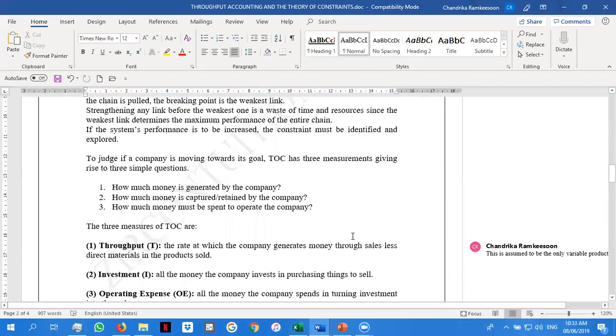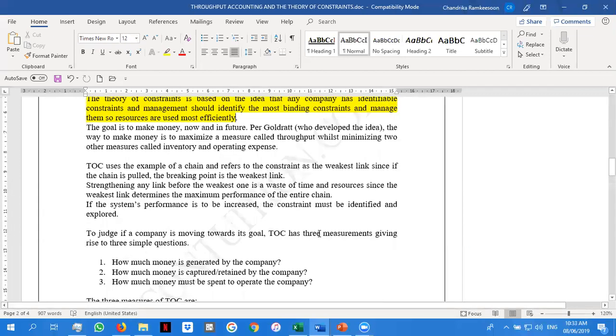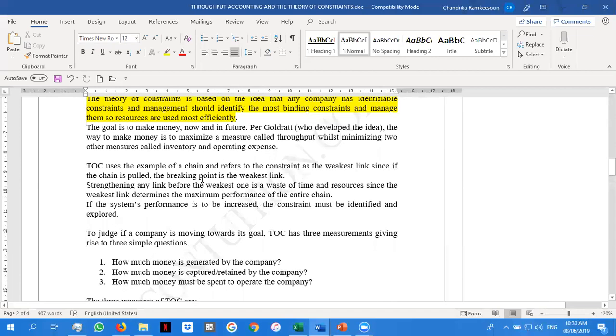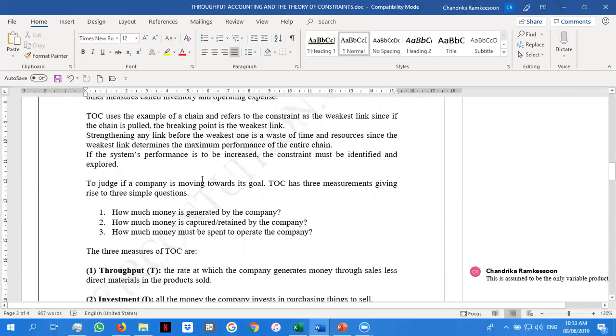Now, to judge if a company is moving towards its goal, remember you were told here, the goal is to make money now and in the future. And this, of course, will be done by selling more units and whatnot. So to judge if a company is moving towards its goal, the theory of constraints has 3 measures giving rise to 3 simple questions.